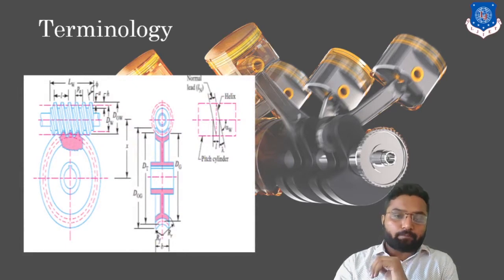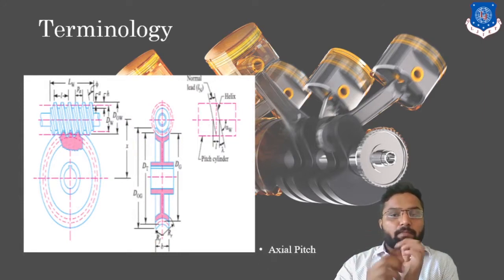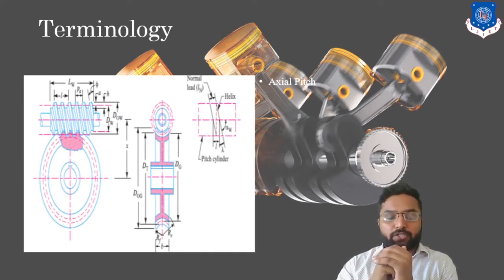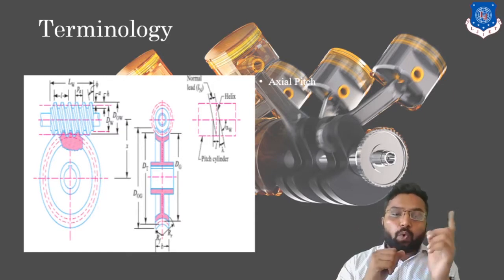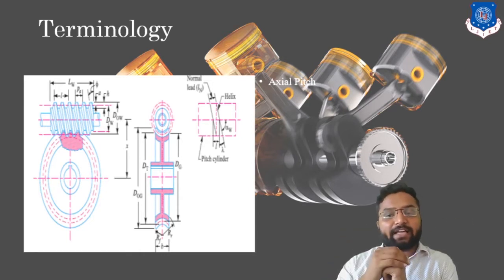By showing this diagram, you can see the different aspects of the geometry of a worm and worm wheel. So let's discuss those different aspects step by step. First is axial pitch. This axial pitch is nothing but the distance from one turn of the worm thread to another. That is axial pitch. Clear? It is going to help us find out the total length of our worm.